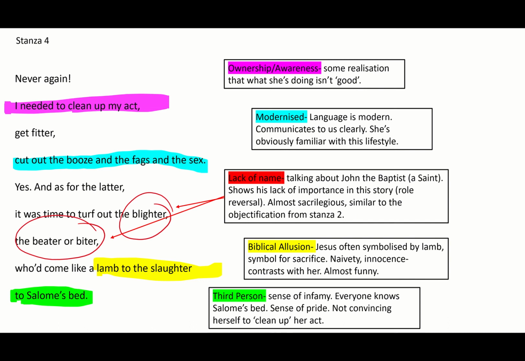You know, it took her sort of three lines going, oh yeah, I'm going to change, and then by the end of the stanza, she's going, oh, actually, this is really cool. Like, I'm famous, you know? So a real sense of infamy in that third person. She didn't say my bed or the bed. She said Salome's bed. Like, everybody knows what that is. And she's proud of that. Okay? She's happy about it.